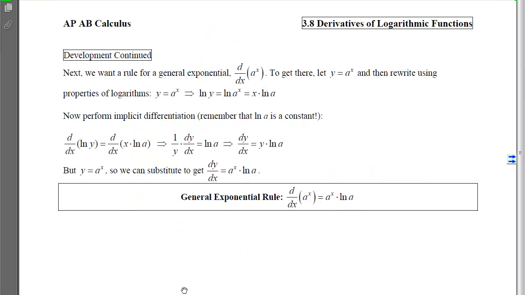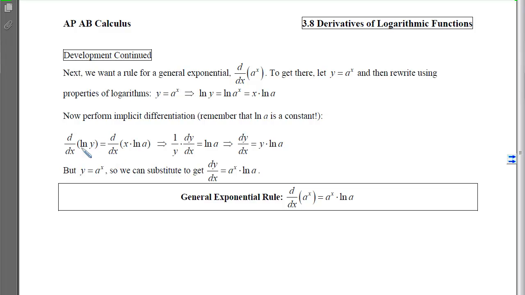Next, we want to develop a general rule for the derivative of a to the x. So to get there, again, we're going to let y equal a to the x, and then we're going to rewrite it so that we can use rules that we already know. We don't know how to do an a to the x, but we do know how to do log natural of x's. So I can rewrite this by logging both sides and then moving this x to the front. Notice now that I have the log natural of y equals x times the log natural of a, and I can differentiate both sides with respect to x.